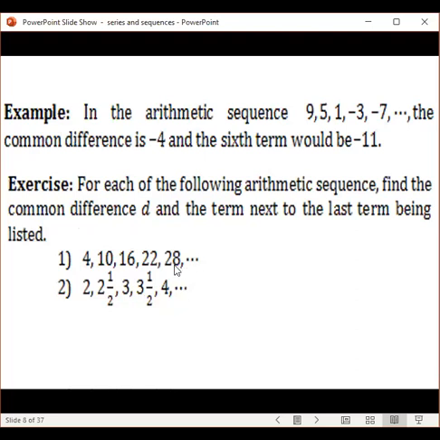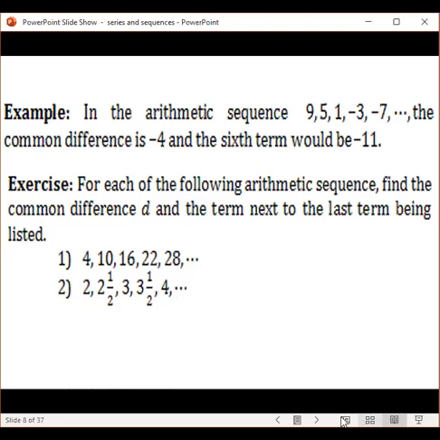Next, the next term in the sequence would be the last term plus the common difference. So we know that the common difference is 6, so 28 plus 6, you get 34. For number two, what is the common difference? So as you can see here, the common difference is 1/2, and the next term from 4 would be 4.5.